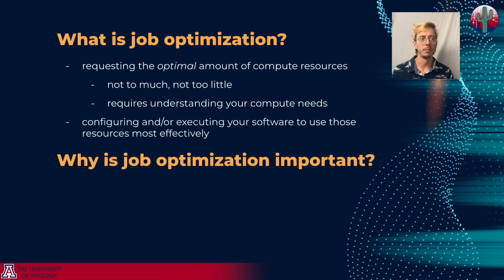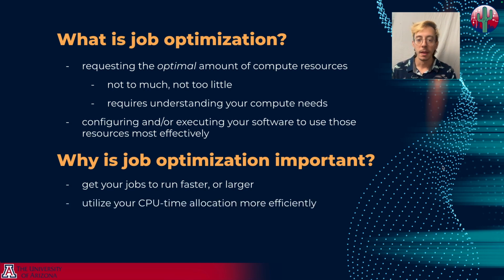And why is job optimization important? So, of course, you'll want to run your jobs faster or larger. Maybe you have a particular analysis that you would like to scale up to a larger database. This will help you do such a thing. You'll also use your CPU time allocation more efficiently. So some groups have a handful of students that all use the HPC, and you'll want to make sure to use it in such a way that all of your group members can get their research done.